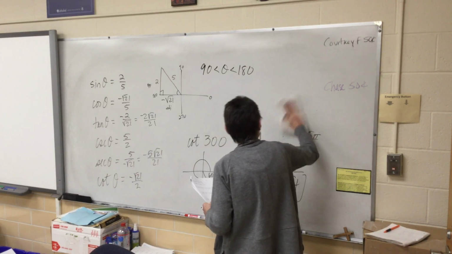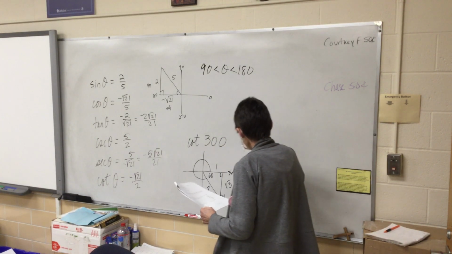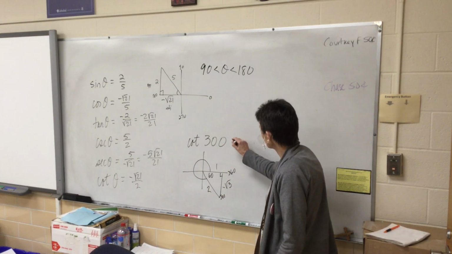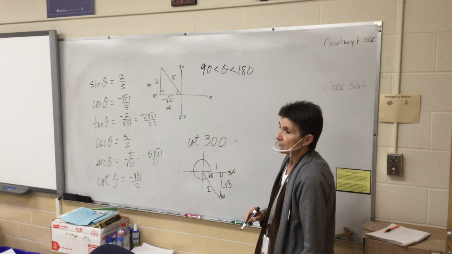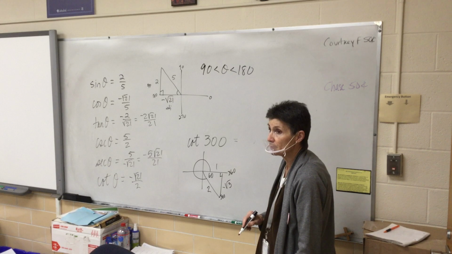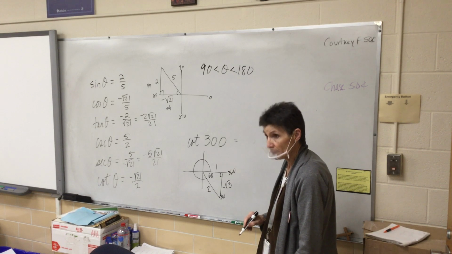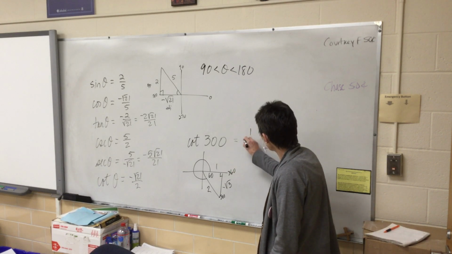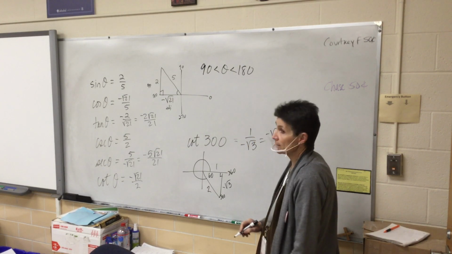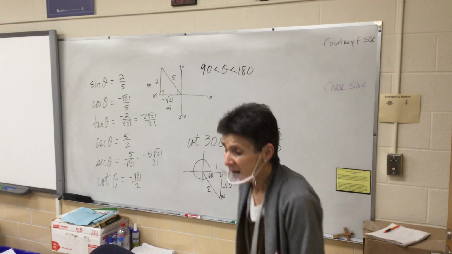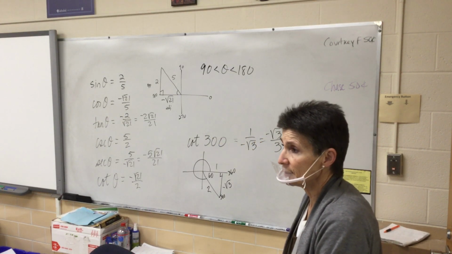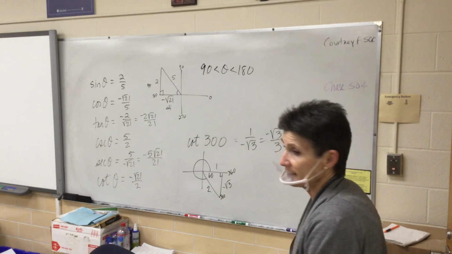Is anything negative? Root 3 is negative. Cotangent. TOA is opposite over adjacent, so cotangent would be adjacent over opposite. So 1 over negative root 3, or negative root 3 over 3. There is a lot of processing in that problem. Does anybody have a question about how I got that answer?